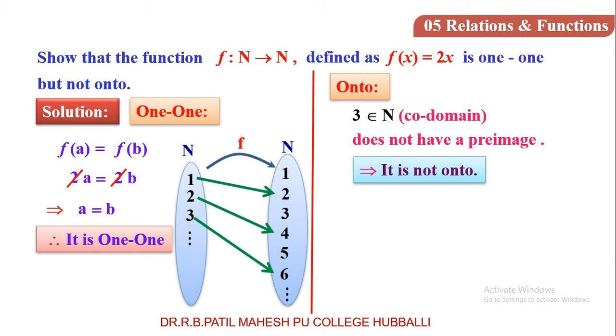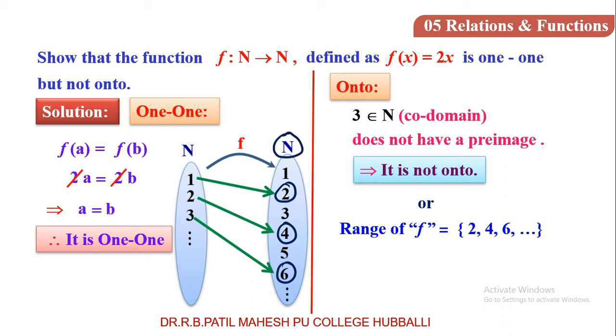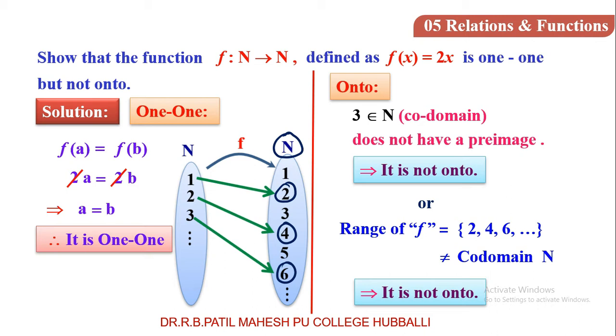This is one. Another way, if range of the function is, what is the range of the function? Range means the set of images. So what are the elements in the range? Means what are the images? 2, 4, 6, 8. So these are the elements in the range of the function. What is a codomain? Codomain is set of natural numbers. So that is not equal to codomain, that is set of natural numbers. Then also we call it as the function is not onto.